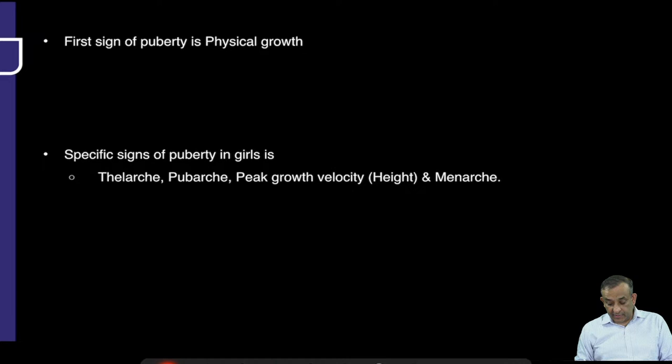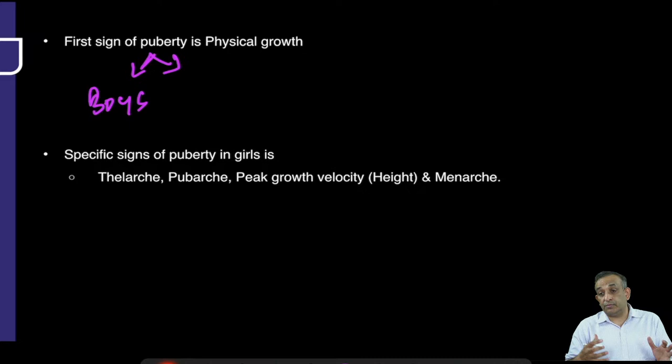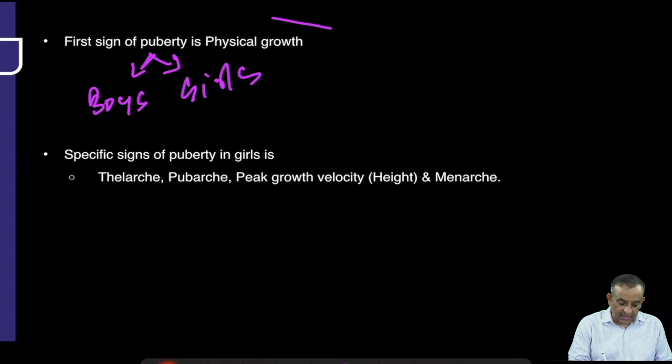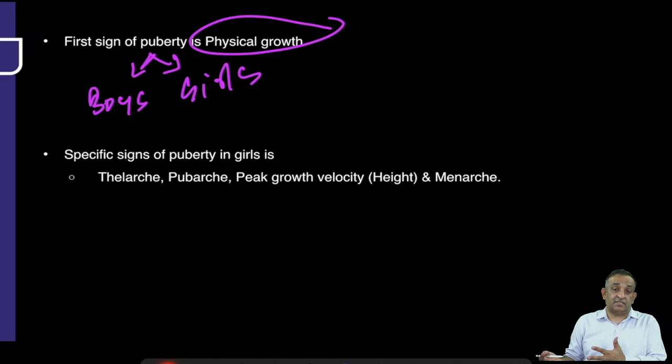Now, first sign of puberty, because puberty does not happen only in girls. Let's not get confused any more about this MCQ. Puberty happens in boys as well. Please don't forget that boys also have puberty. Girls' puberty has much more obvious changes. So for boys and girls, the first sign of puberty is physical growth. Now, when I talk about specific signs for girls, the first sign of puberty in girls is breast development. If they ask you first sign of puberty in girls, please write breast. If they ask you first sign of puberty overall, then obviously it is growth.